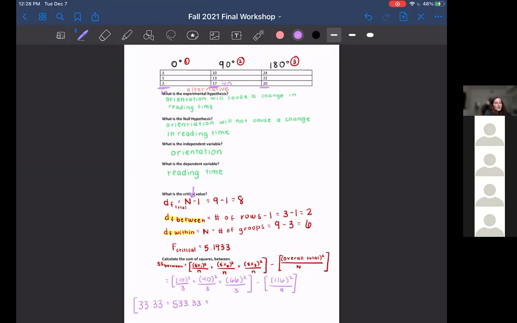And then 66 squared is 4,356, and then that divided by 3 would be 1,452 minus, so 116 squared is 13,456, and then that number divided by 9 is 1,495.11. So now we just need to add up the whole left side. So when we add those up, it should be 2,018.66 minus 1,495.11. And then when we subtract those two, you should get 523.55.